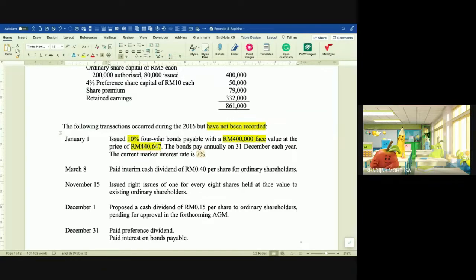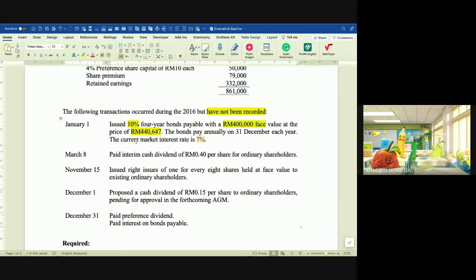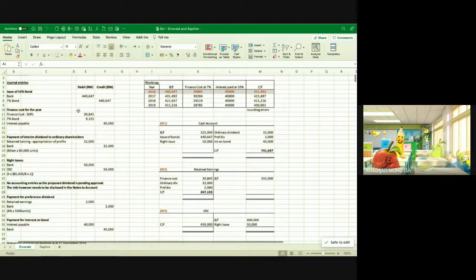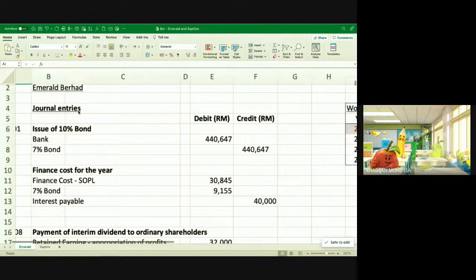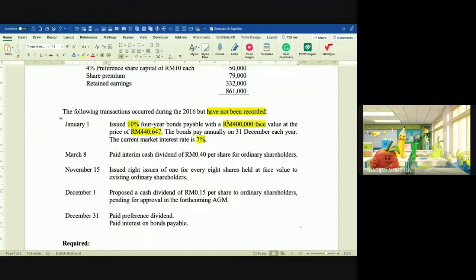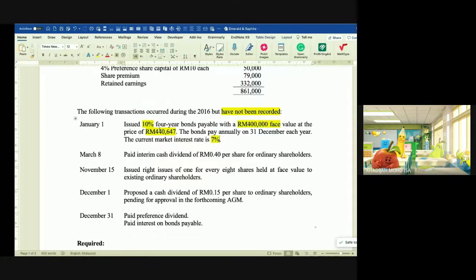But the bond is a 10%. So when you issue on January 1st, what would be your journal entries? Remember that the bond is for 4 years. When you first issue the bond, what you receive is the 440,647. This is the amount that goes into your bank. So you just take whatever is given here, 440,647, and credit your bond.